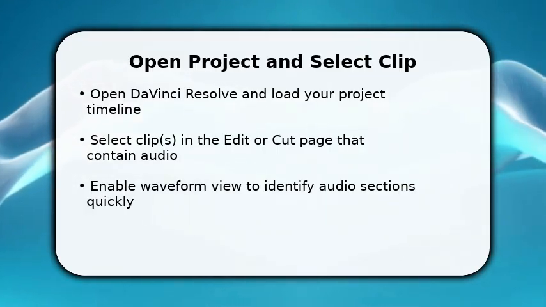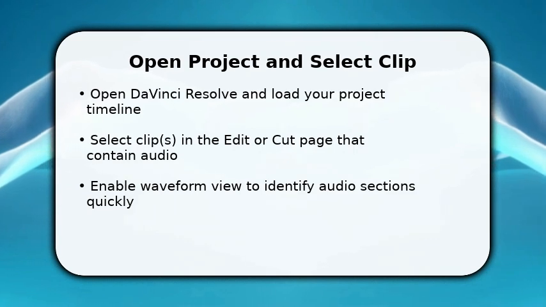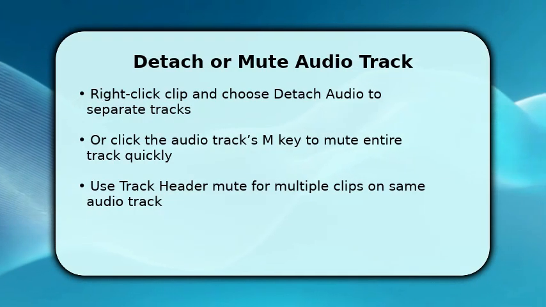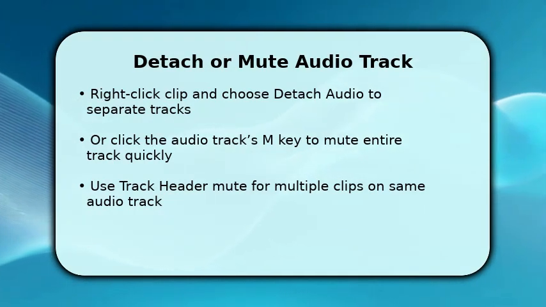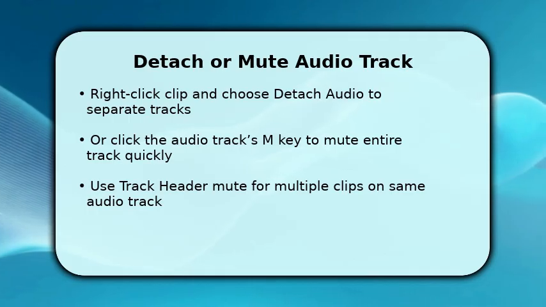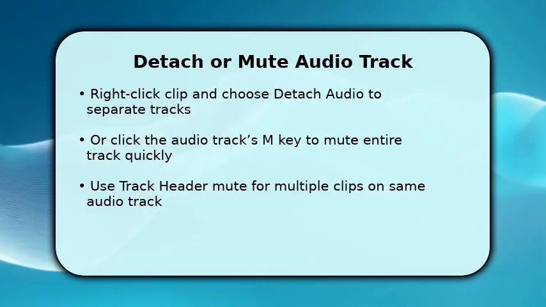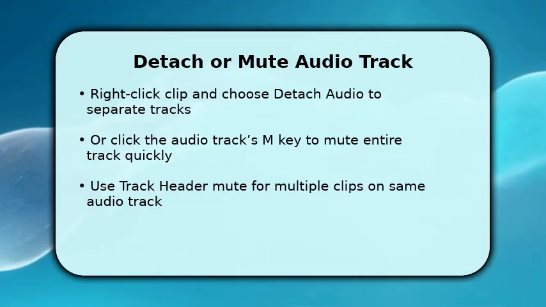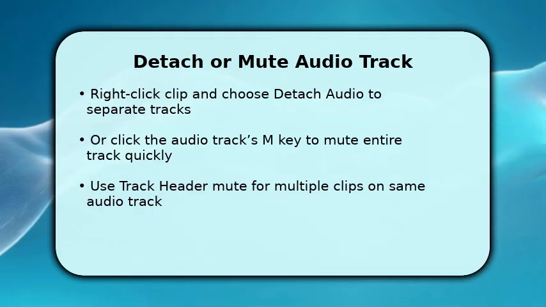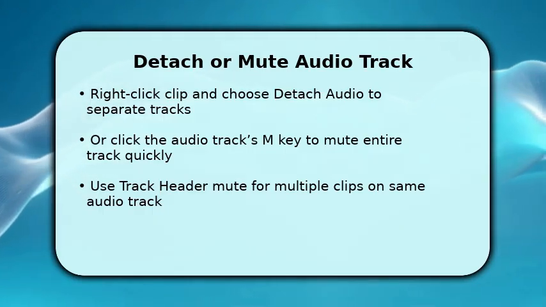Now remove the audio by either detaching it or muting the track. If you choose Detach Audio, right-click and separate the audio. This lets you delete or edit the audio independently while preserving the video. Alternatively, press the M button on the audio track header to mute everything on that track, faster for bulk removal. Once done, confirm there's silence by playing the timeline. This prevents accidental retention of background sounds and keeps your edit non-destructive if you need audio back.